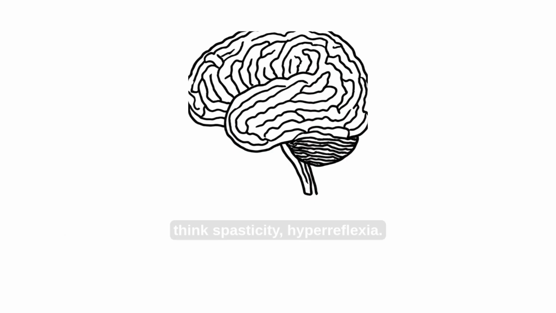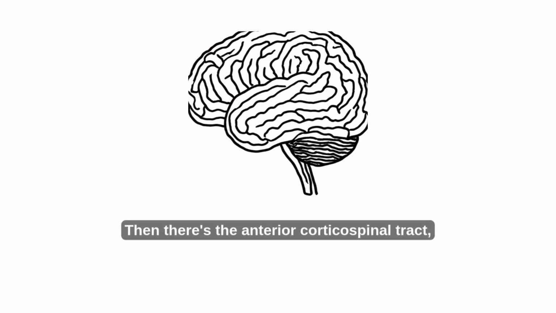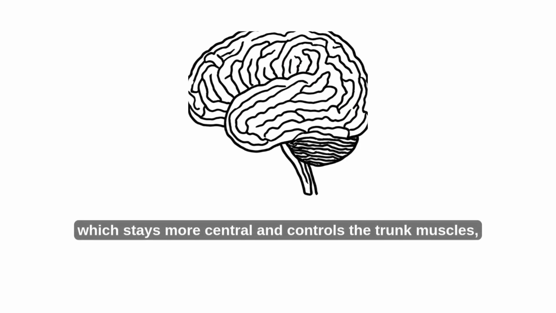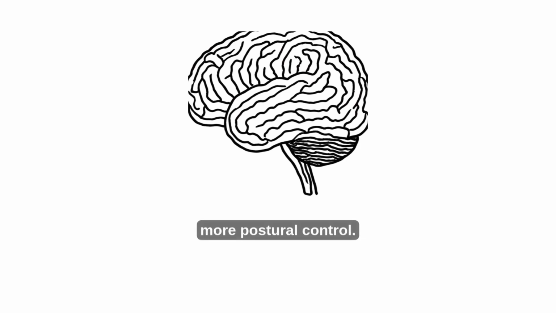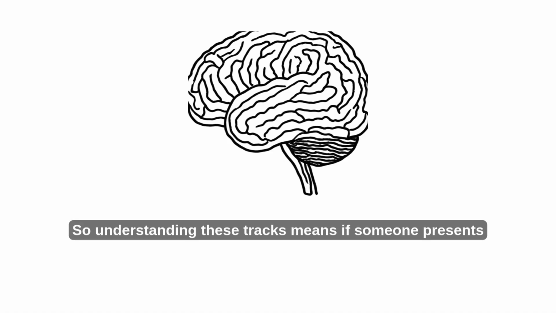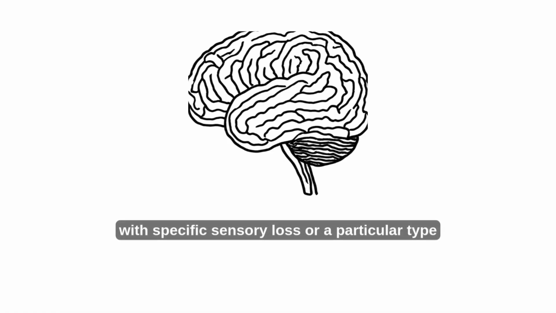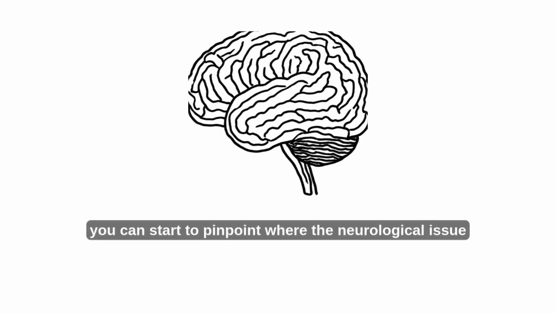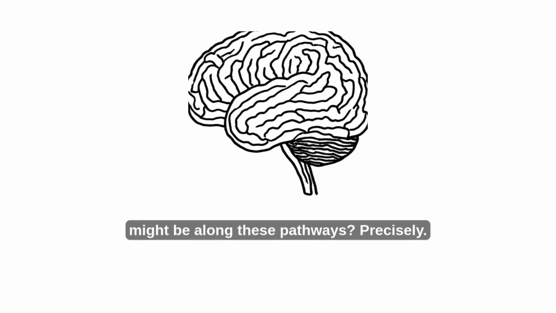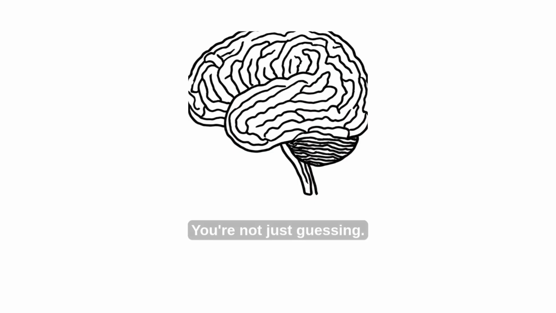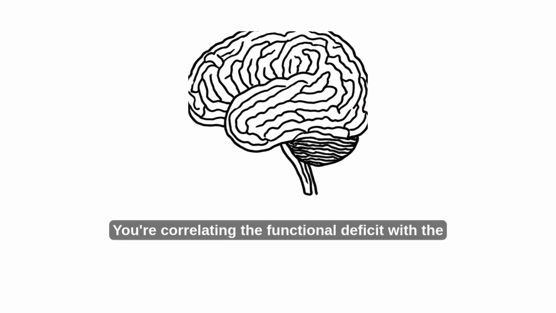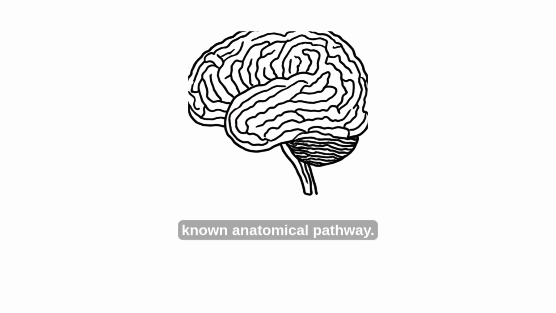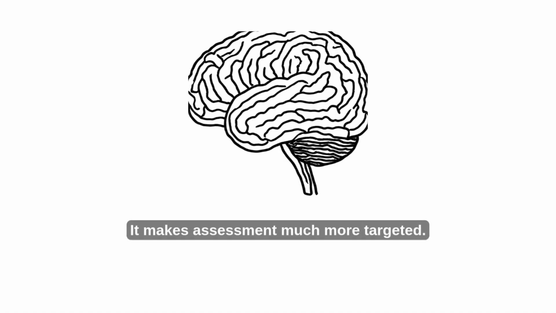If the damage is high up, think spasticity, hyperreflexia. Then there's the anterior corticospinal tract, which stays more central and controls the trunk muscles, more postural control. So understanding these tracts means if someone presents with specific sensory loss or a particular type of motor weakness, you can start to pinpoint where the neurological issue might be along these pathways? Precisely. You're not just guessing. You're correlating the functional deficit with the known anatomical pathway. It makes assessment much more targeted. Okay, that internal wiring makes sense.